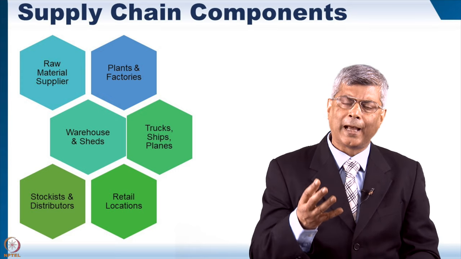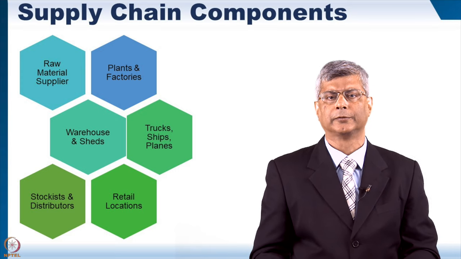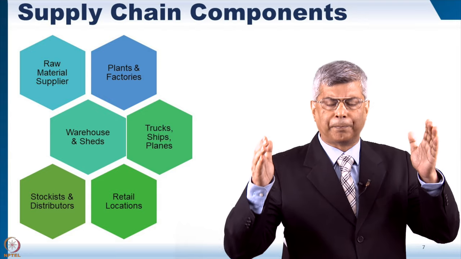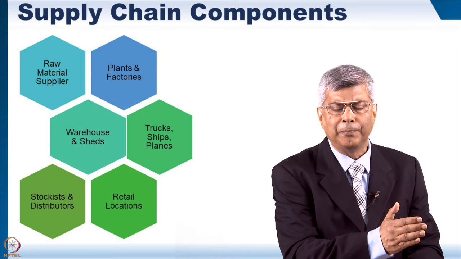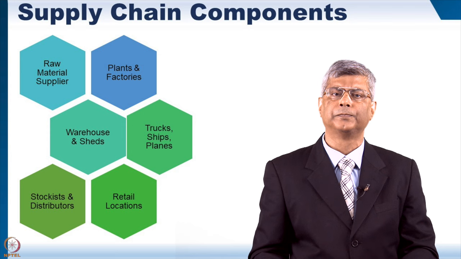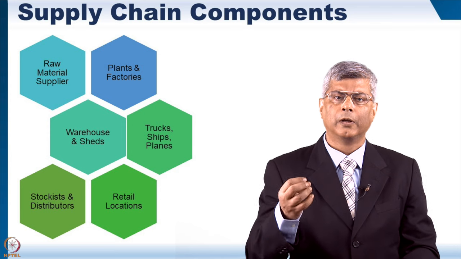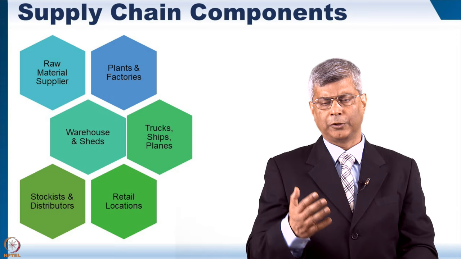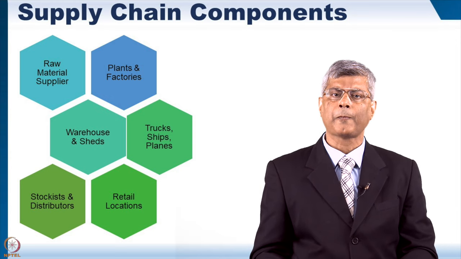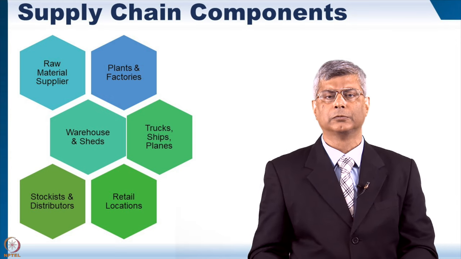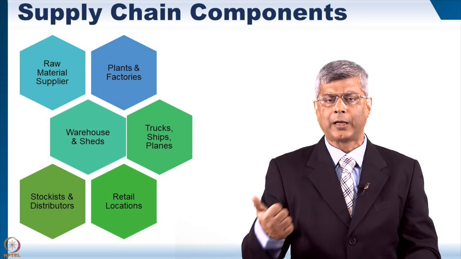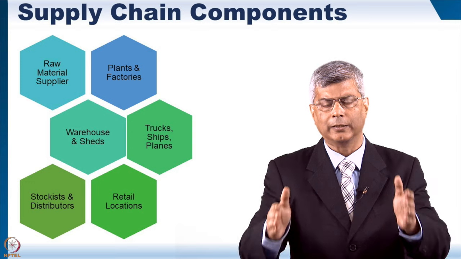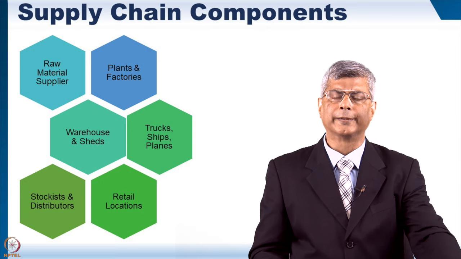It includes the plants and the factories, because goods are coming in and going out, and the plant itself will have an in-plant supply chain. Other components are the warehouses and the sheds, where you store the goods. And I'll show you some examples. And of course, moving the goods. And you can move the goods in trucks, ships, planes, sometimes in a cycle rickshaw, auto rickshaw, etc.